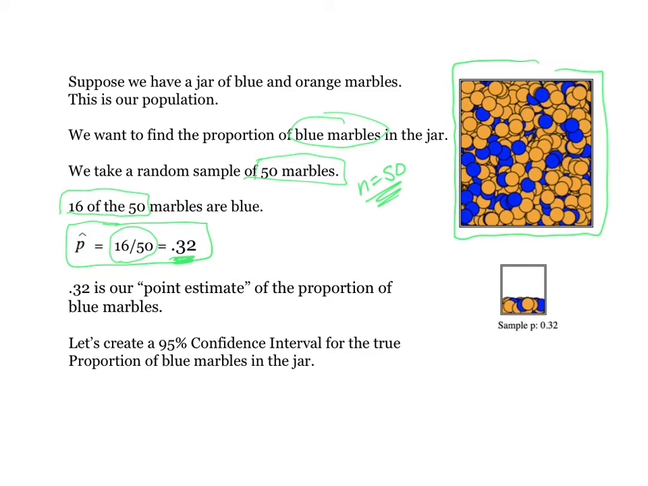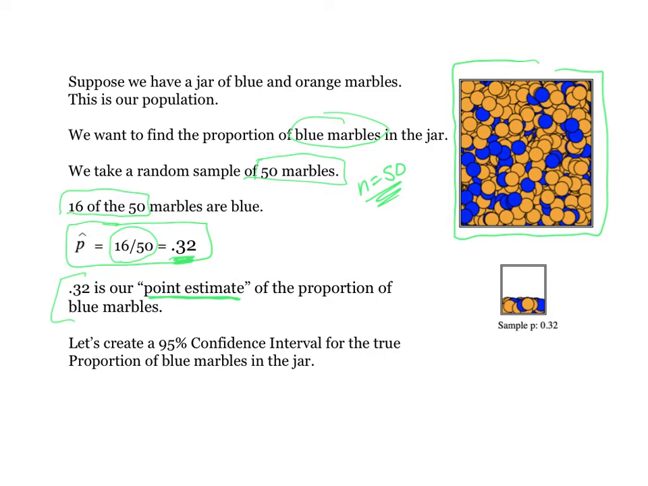Now, if I took another sample of 50 marbles, I would probably get a different proportion. It might be close to 32%, but remember, because of sampling variability, it probably won't be exactly the same. And we want to get an estimate of the actual proportion of blue marbles just based on this one sample. This 32% is called our point estimate of the proportion of blue marbles. Like if somebody said to you right now, what percentage of marbles in this jar are blue, your best guess would be 32%, because you took a sample and that's what we got. So we call that the point estimate.